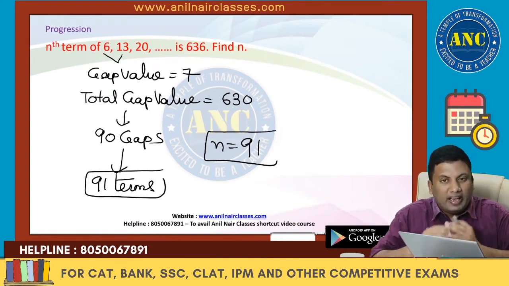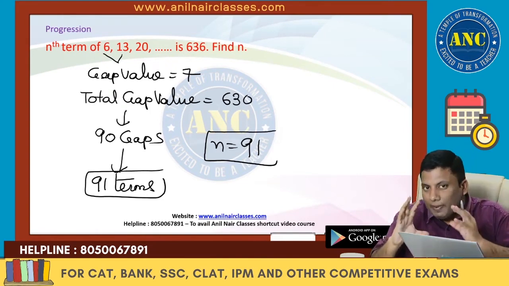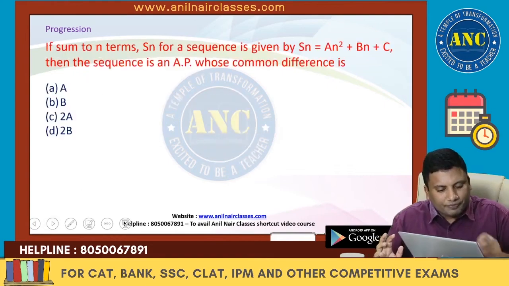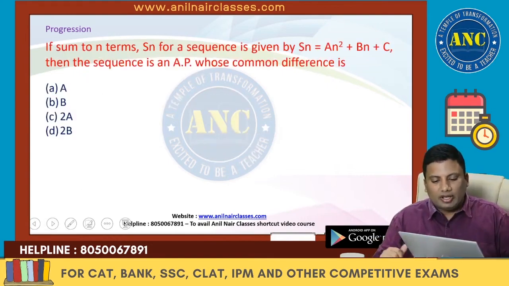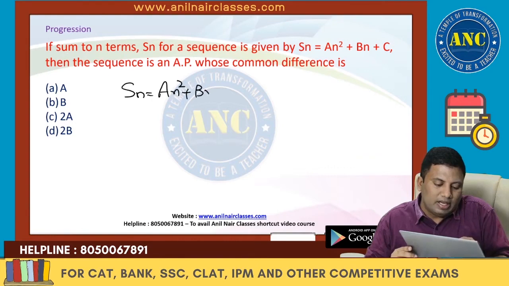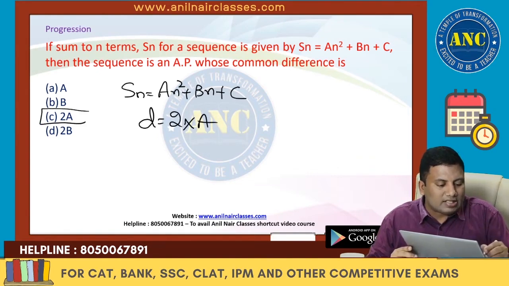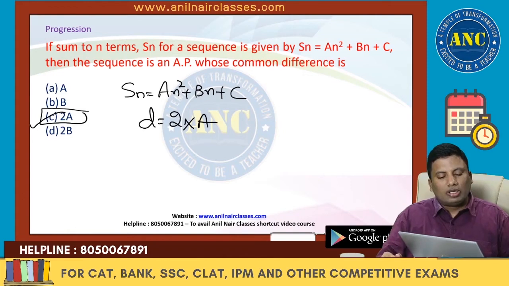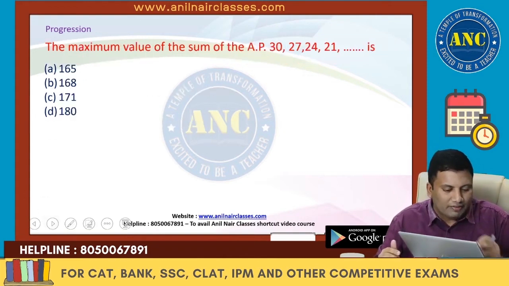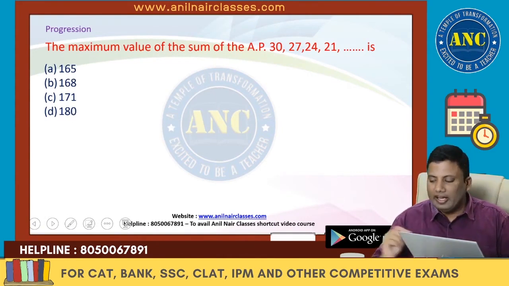Basic understanding of AP is nothing but plus, GP is nothing but into. Second question, Sn is given by an square plus bn plus c. Already we discussed d is nothing but 2 into a. Answer for this question is 2 times the coefficient of n square. I hope the idea is clear.